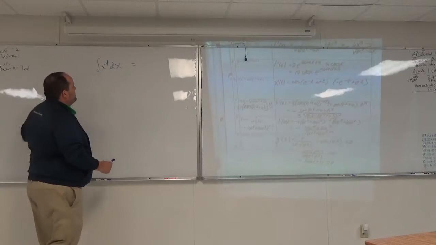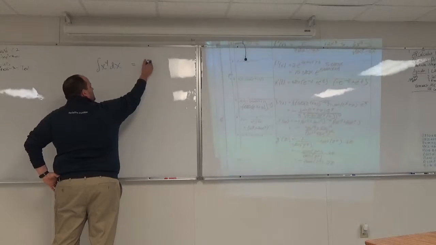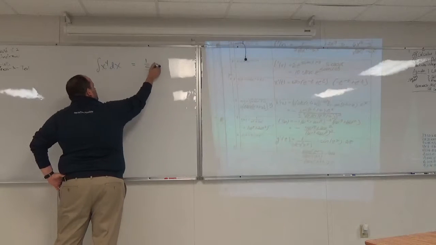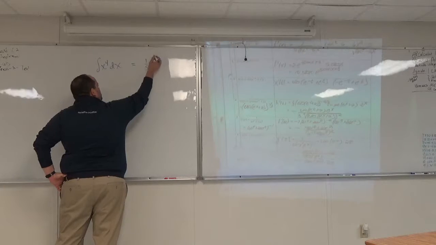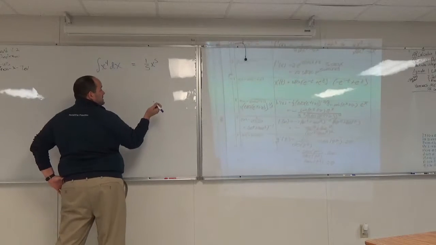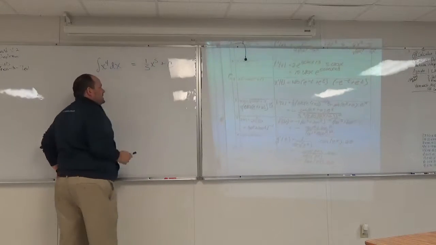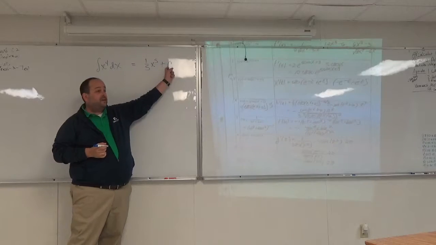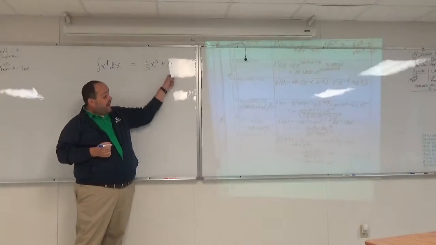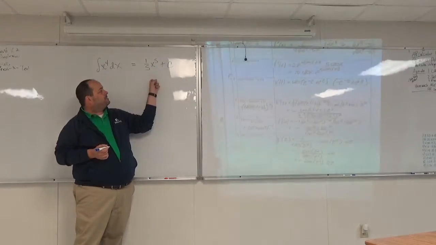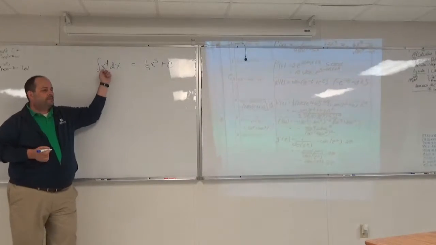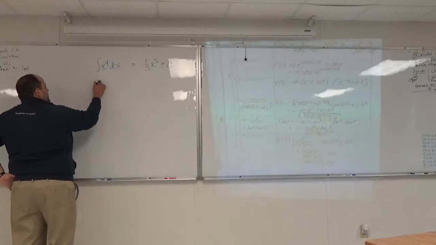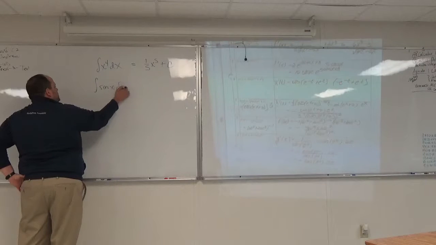So the antiderivative of x to the 4th dx is 1/5 x to the power of 5 plus c. Remember that's your constant of integration. This gives you the family of functions, because when I take the derivative of the constant, it's just going to be 0. All right, real quick conversations with folks next to you.